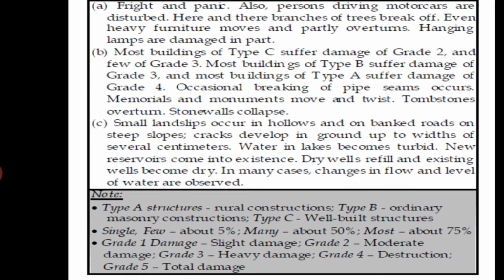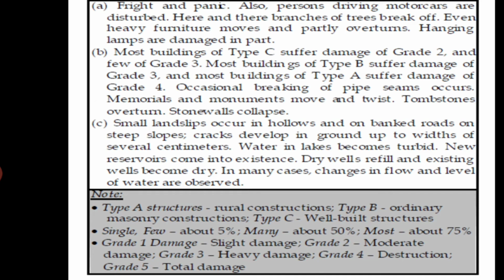Type B, ordinary masonry construction, and type C, well built structure. So there are three categories into which we will divide our buildings, or you can say the construction: one is rural construction, ordinary masonry construction, and well built structure.